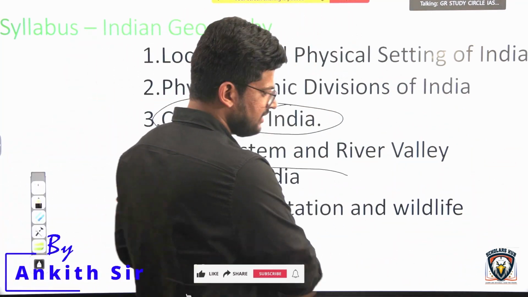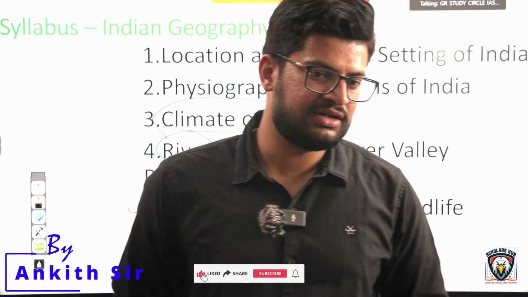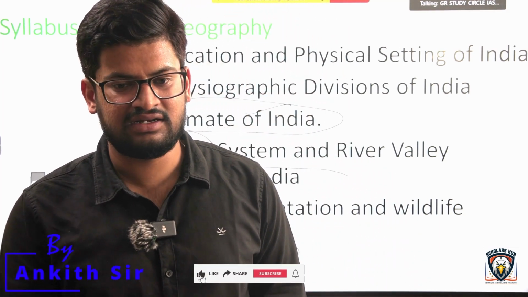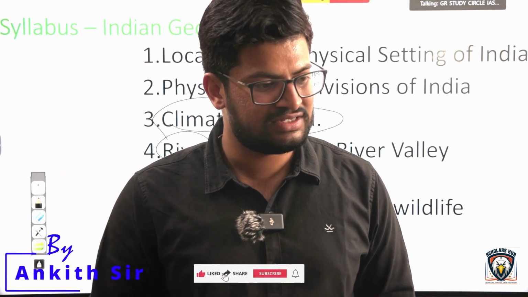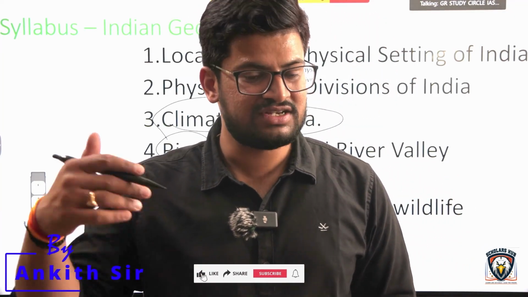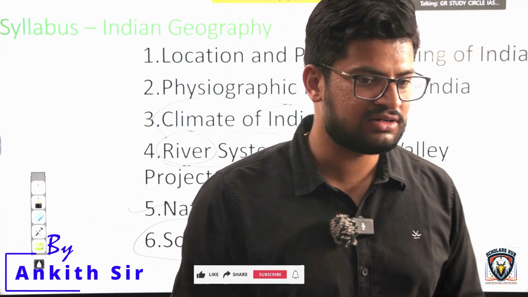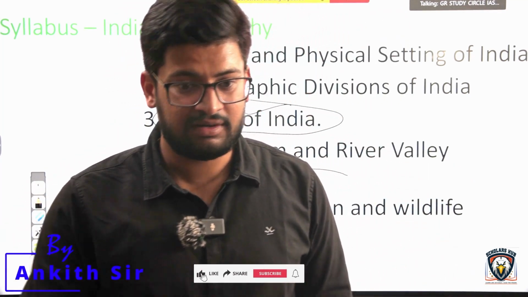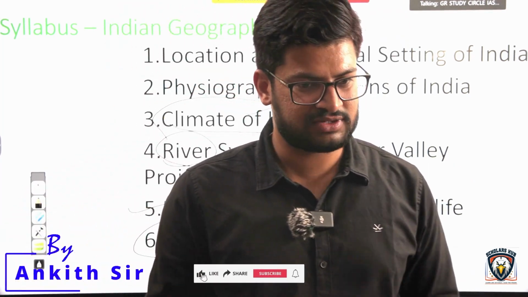Then soils of India. According to ICAR, the Indian Council of Agricultural Research, ICAR has classified the Indian soils into 8 types. We look into these 8 types of soil, their texture, color, chemical composition, and which type of crops are suitable for that particular soil. For example, black soil is more suitable for cotton. Alluvial soil is the most fertile soil, and the majority of crops can be grown in this region.